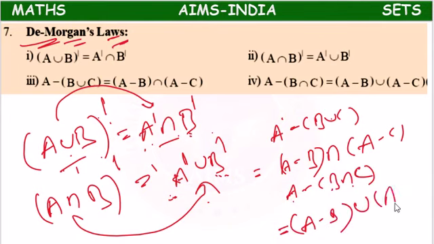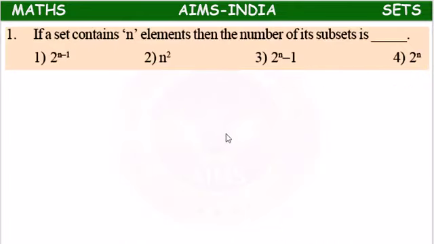Intersection will change. Union A minus C. Like this, we have 4 De Morgan's laws. We can apply these laws while solving the problems. Okay, children. Now let's see the practice sheet.